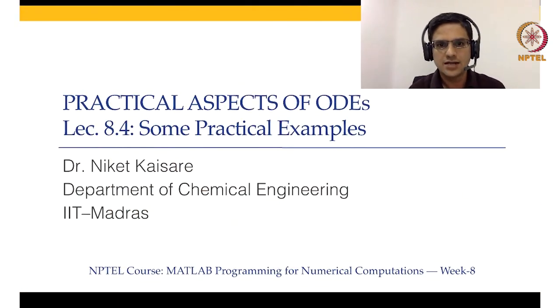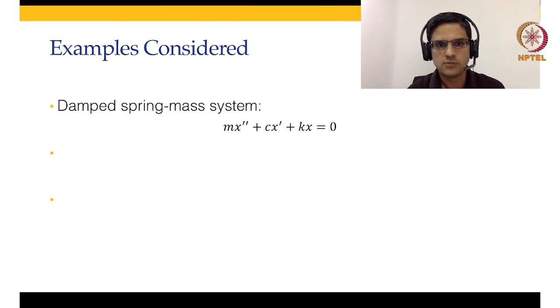This is the last lecture of this course, and we are going to finish off this course by taking a couple of practical examples that we started off this course with. Before we do that, let's go to the type of problems that we have considered in this module. The first example that we considered is a damped spring mass system, the model for which is given over here.